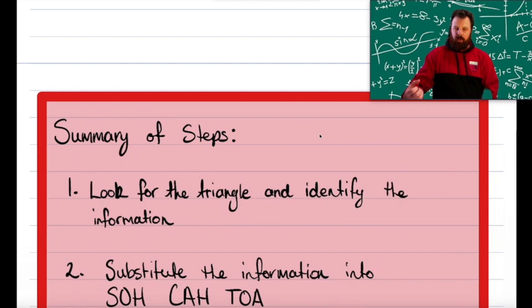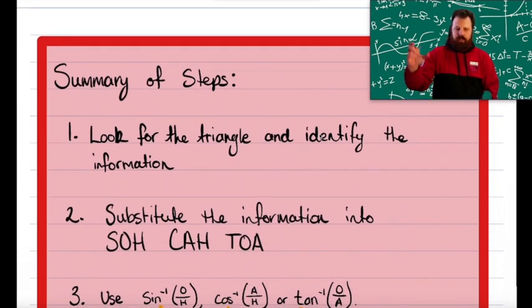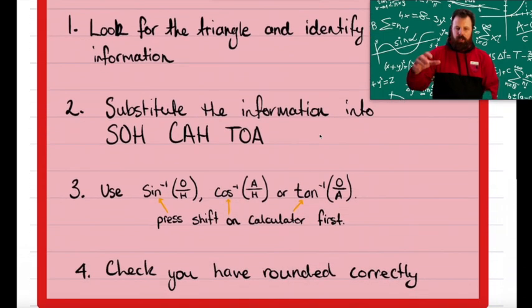Alright, so in summary, we want to look for the triangle in the description or the problem that we have. We want to identify that information. And then, same as all the other times, substitute that information into SOHCAHTOA. Use the shift sine, shift cosine, shift tangent on our calculator and check any rounding.